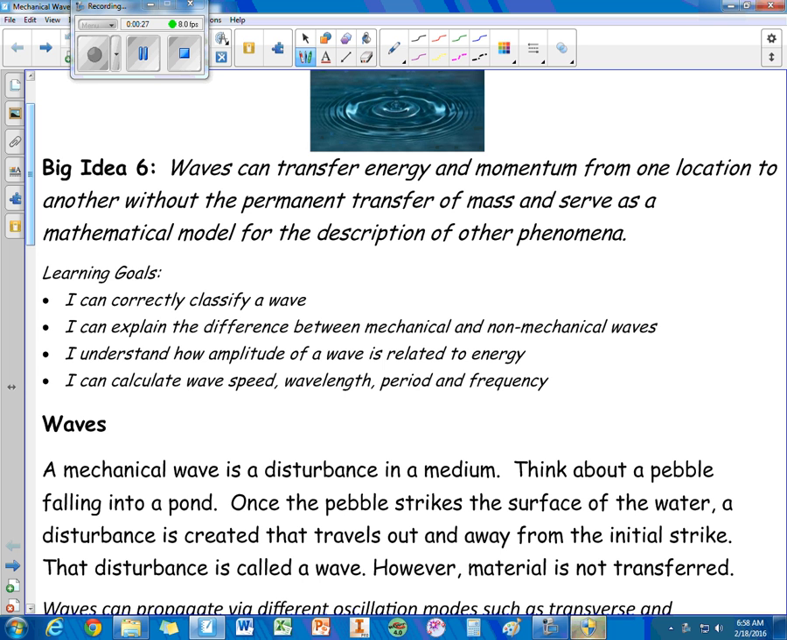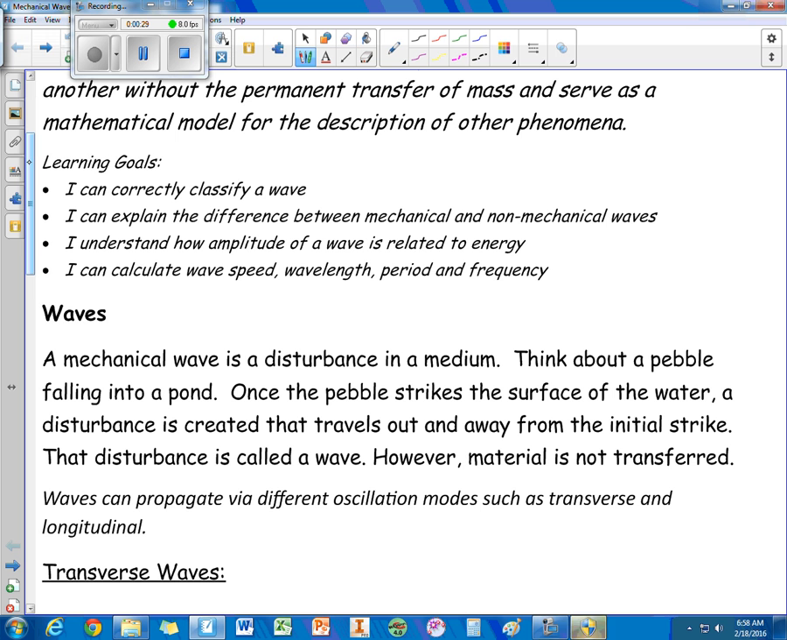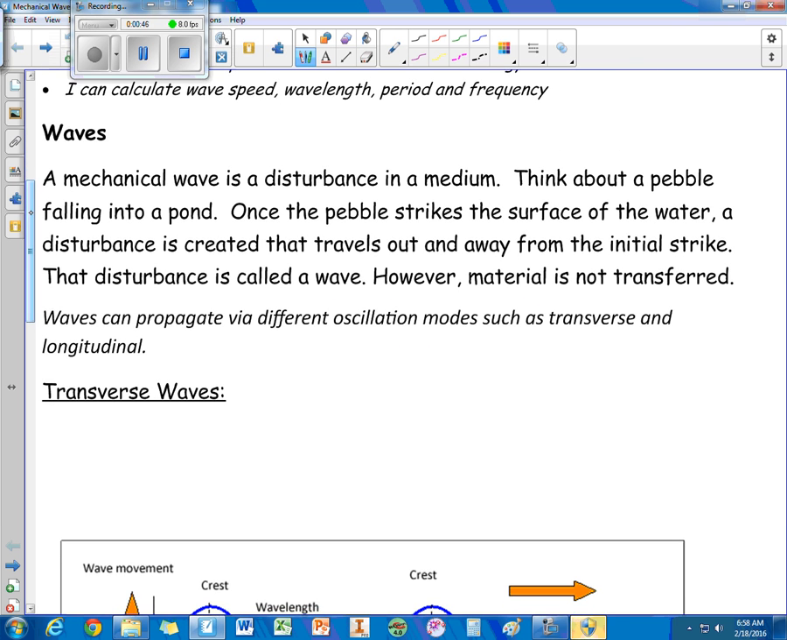Okay, so for this unit, the learning goals: I want you to be able to correctly classify a wave, explain the difference between mechanical and non-mechanical waves. I want you to understand how amplitude is related to energy, and calculate things like wave speed, wavelength, period, and frequency.